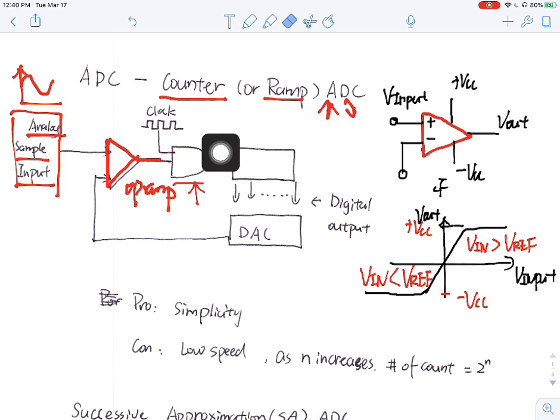So one end of this AND gate is connected to the output from this op-amp. Another end of the AND gate is connected to the clock signal, which is a pulse signal. And it will give you either a low or a high, right? And then here, this block is called a counter.